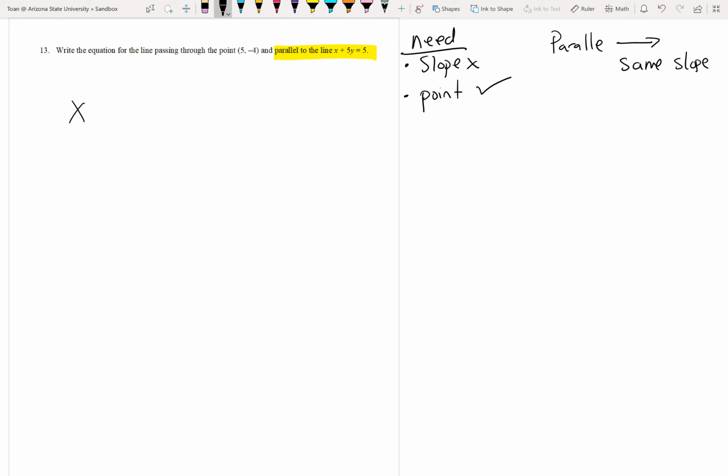Now, the equation that they gave us is in standard form, and I can't read slope in standard form. So before you do anything, you've got to solve for y, get it in slope-intercept form. So hopefully this is really quick. Let's subtract x from both sides. That gives you 5y equals negative x plus 5, and then we're going to divide everything by 5.